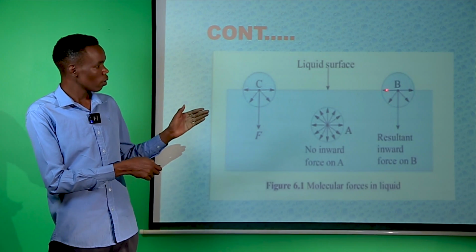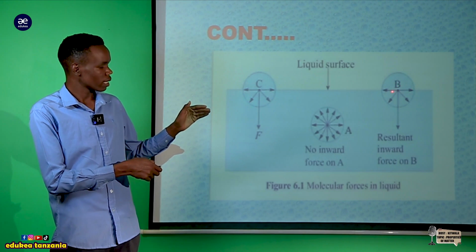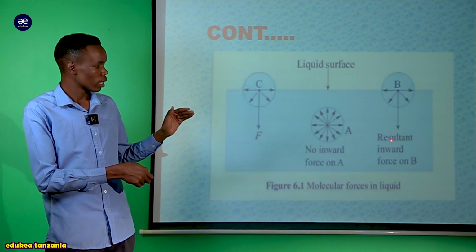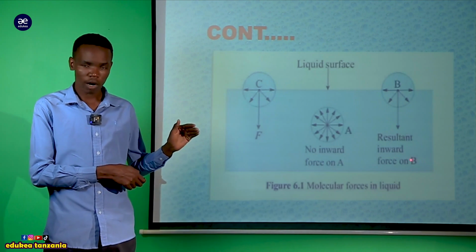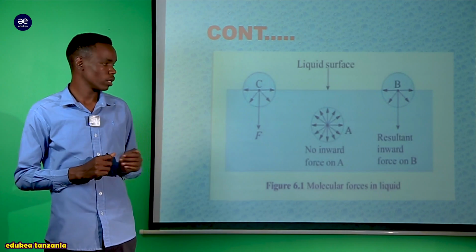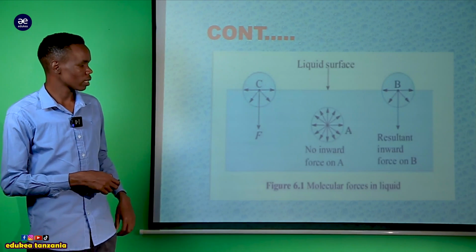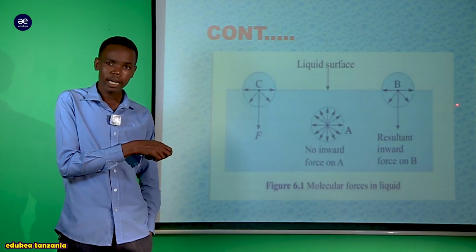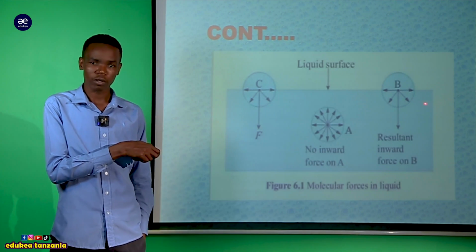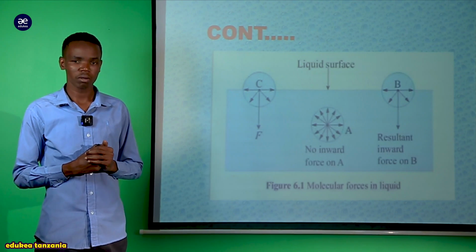So as we see on the drop CB here, we observe that at this second drop C, there is a resultant inward force on B. Kwa nini tunasema kuna resultant force on B? This is because, my dear student, the drop here is dissolved a half, yani a half ndio ime dissolve kwenye liquid kama tunavyojaribu ku observe.